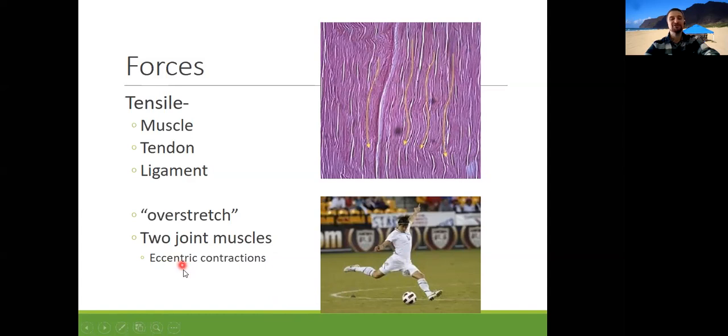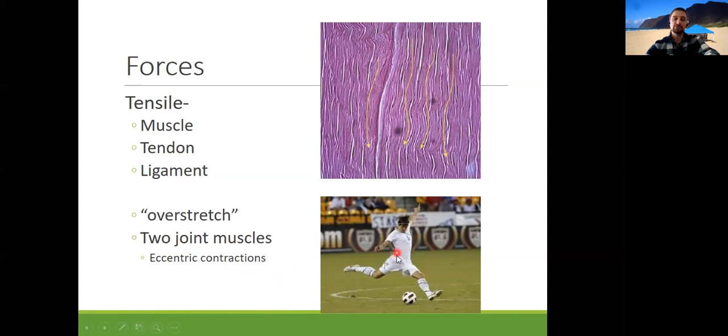So being able to develop that eccentric force in two joint muscles is good, right? When you stretch a muscle, you store kinetic energy. And as long as you stretch and then concentrically explode, that energy is returned to the concentric motion. If you pause and hold it, you're obviously going to lose that kinetic energy.